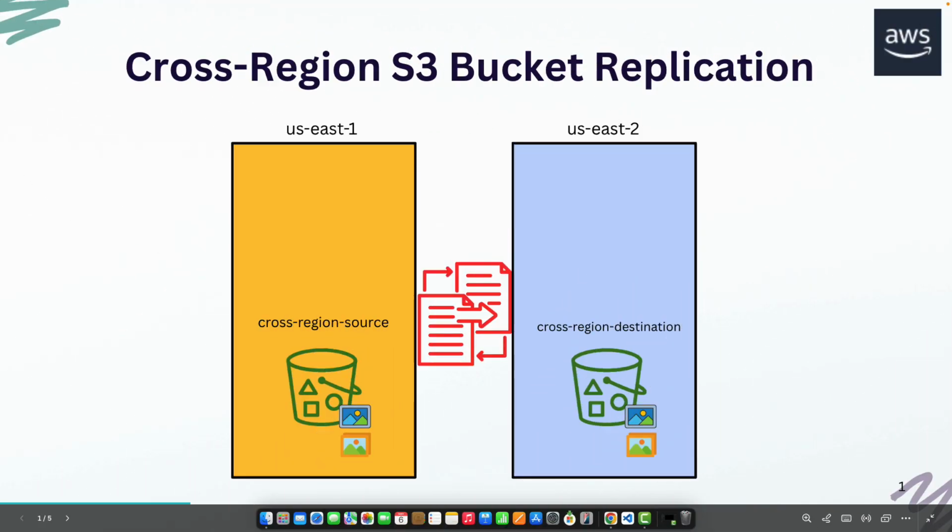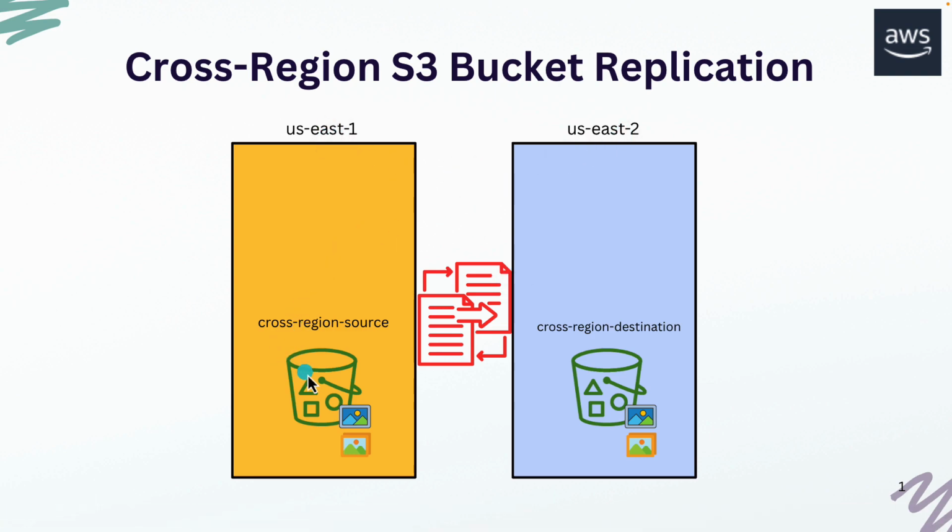I'm glad you're back. So in this video we're going to be making a video on cross region S3 bucket replication, and what this means is just that you have two regions, US East 1, US East 2, and whenever you upload a document into your bucket in one region, for example the source region US East 1, it gets replicated automatically into US East 2. And that's what we're going to be working on today. It's going to be a very short video, so let's go ahead and get started.